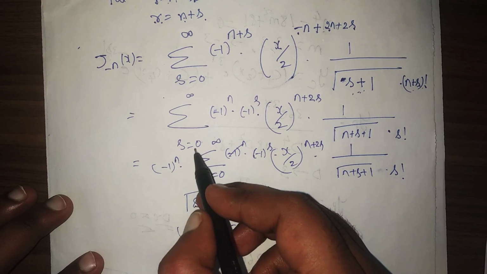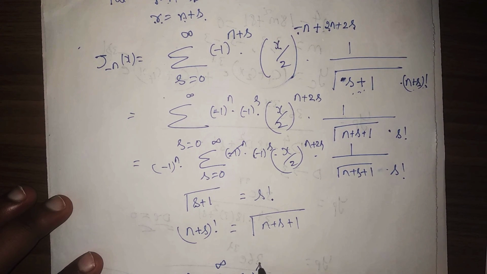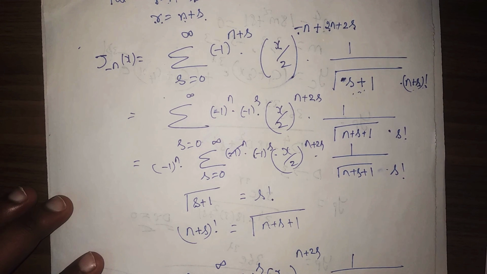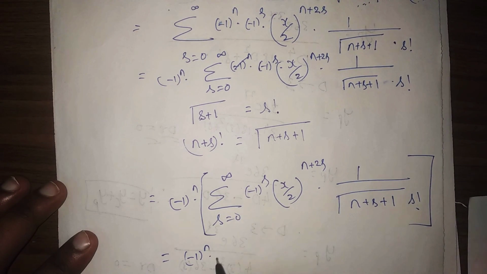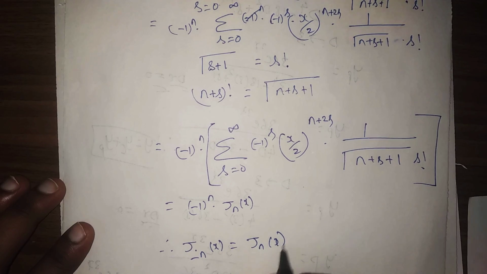If you just observe this result, I will write it once again. S varies from 0 to infinity, minus 1 whole to the power of s, x by 2 to the power of n plus 2s, 1 divided by gamma of n plus s plus 1 into s factorial. If you observe this term, this is nothing but jn of x. Therefore, I can write j of minus n of x is equal to jn of x.